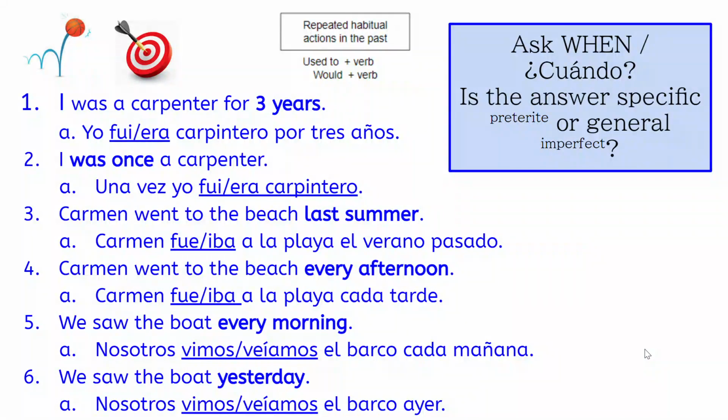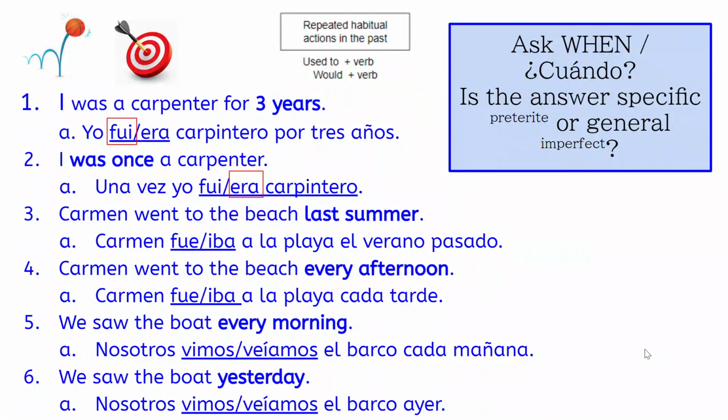Okay. Now let's talk about repeated or habitual actions. Used to do it. When was it? Specific or general? I was a carpenter for 3 years. Is it "yo fui carpintero por 3 años" o "yo era carpintero"? Yo fui. Very specific amount of time, 3 years. So I'm going to put fui. I was once a carpenter. Not very specific. It's stating the same thing, but it's not specific anymore. Una vez yo era carpintero.